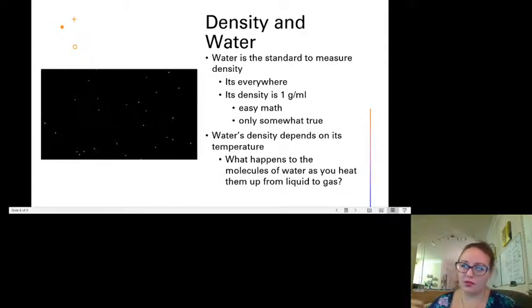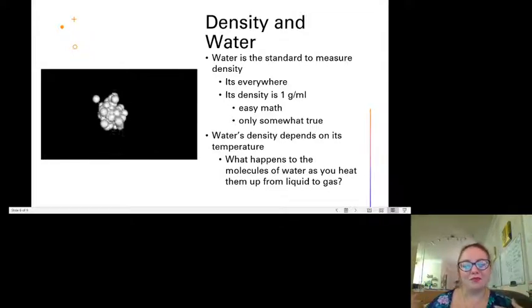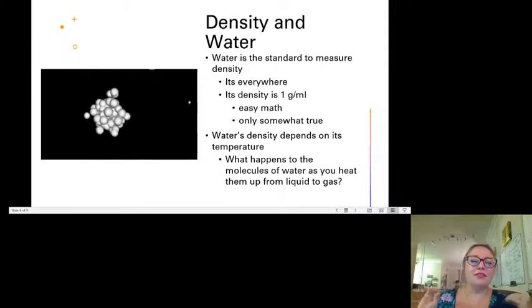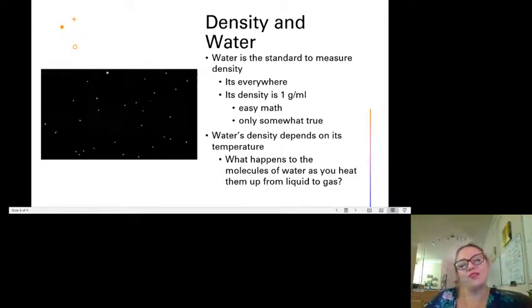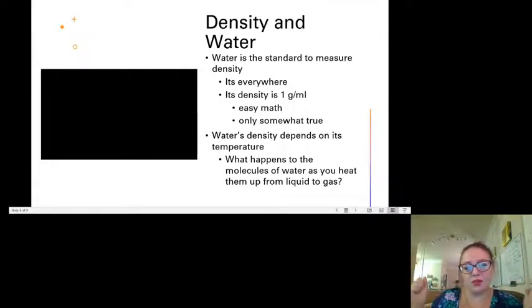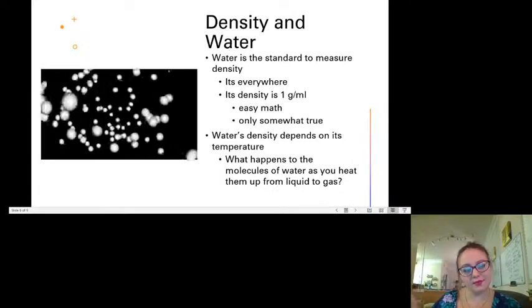So if you have a lot of salt in the water, that's going to affect its density, but that's not what we're talking about today. So let's think about this one. If you have water in the liquid phase and you heat it up to the gas phase, what happens to those molecules? Are they more compacted or are they more spread out? And what does that mean in terms of density?